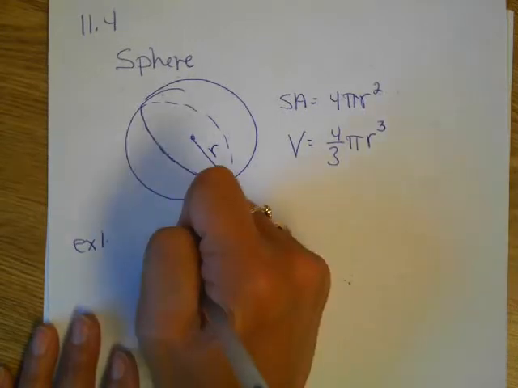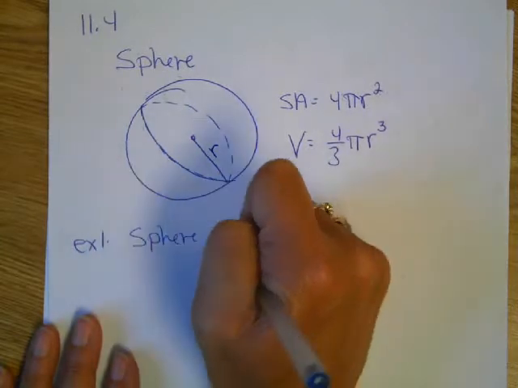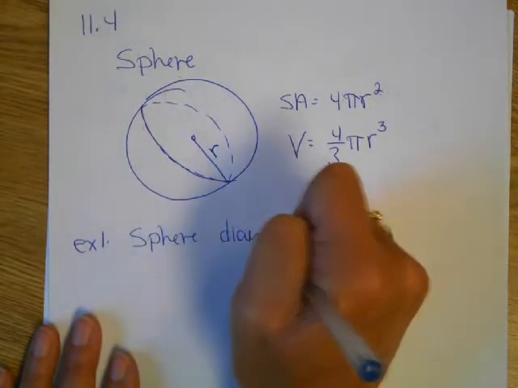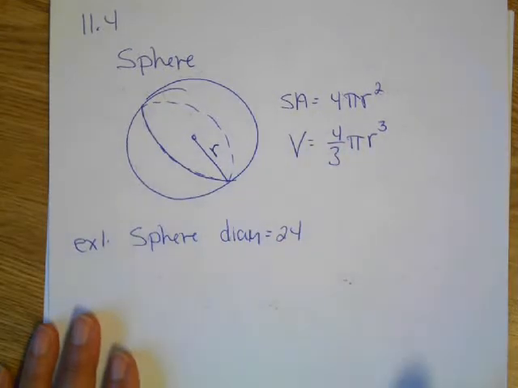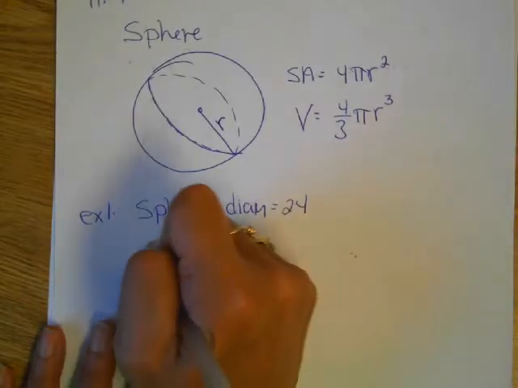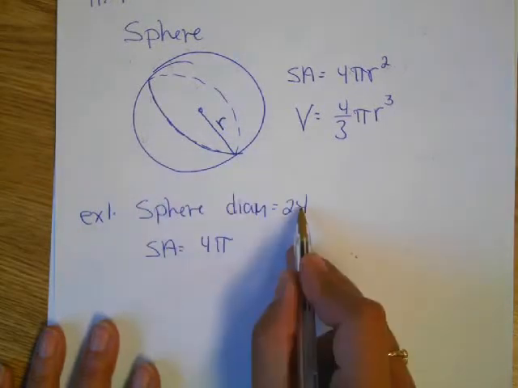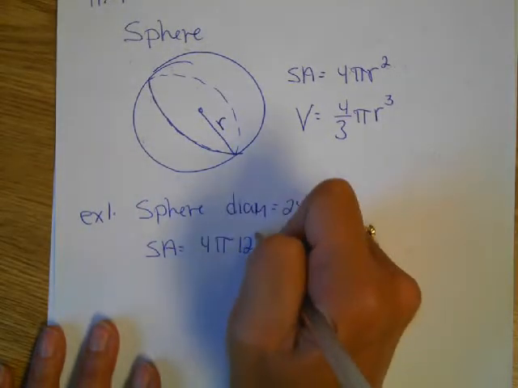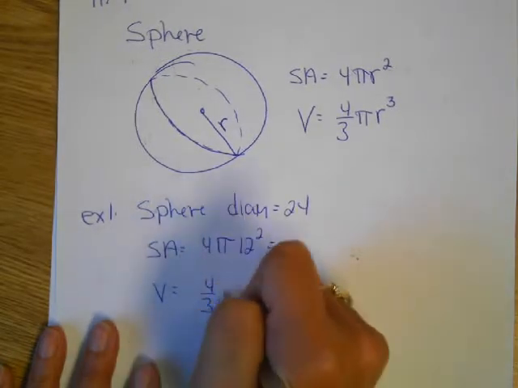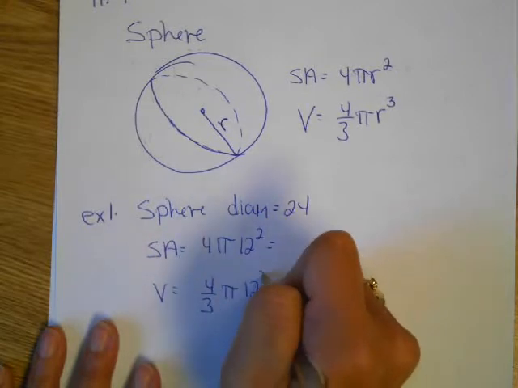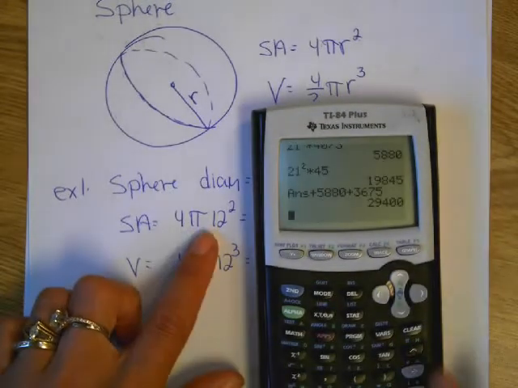We'll start simple. Let's go with a sphere that has a diameter equal to 24. Finding surface area and volume. Okay, doesn't get a whole lot easier than this. 4 pi, we need the radius, and you should know by now to cut that in half. And then volume, 4/3 pi 12 cubed. Okay, I'm going to leave my answers exact by not putting pi in my calculator.